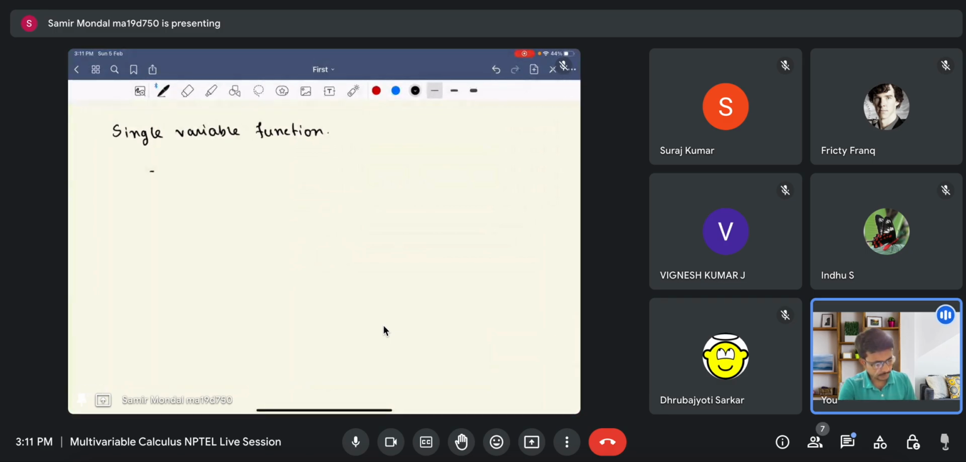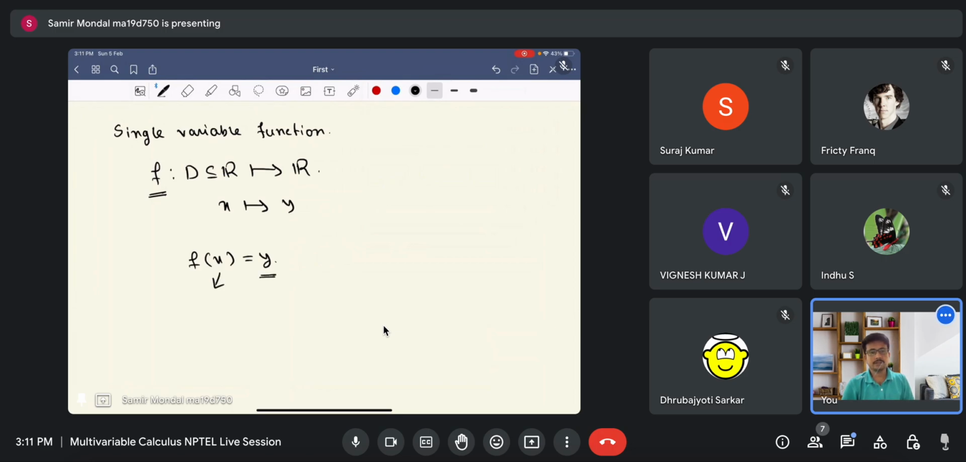So suppose f is defined from D, a subset of R, with image also in R. Suppose x goes to y, and this is your assigned rule, so f of x equals y. Here x is the independent variable and y depends on x. This is your single variable function.